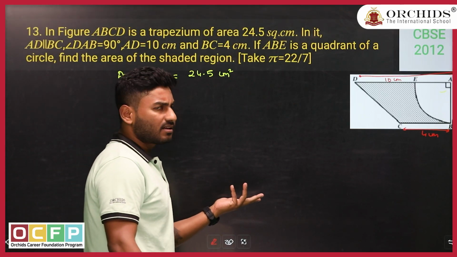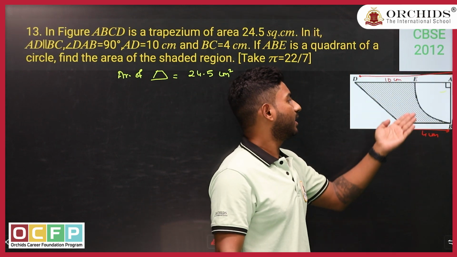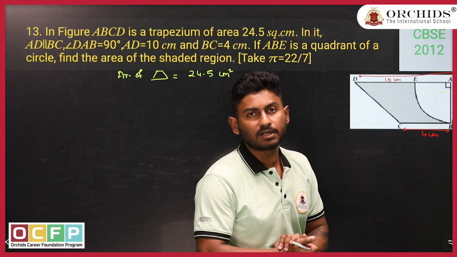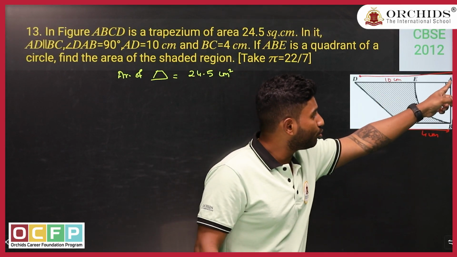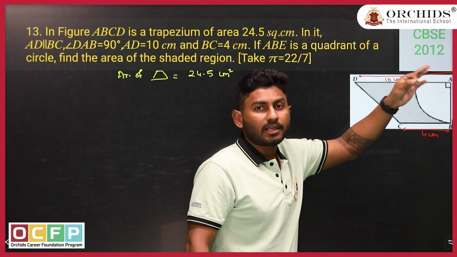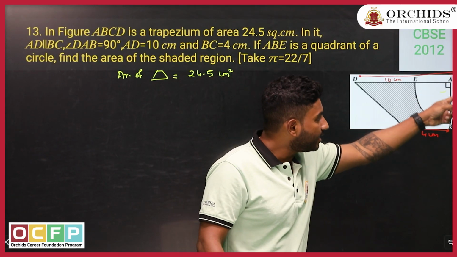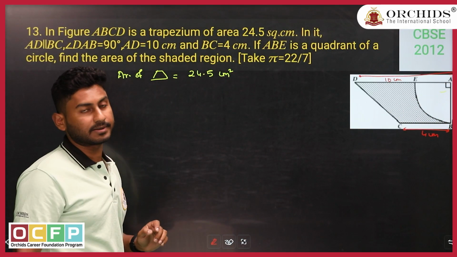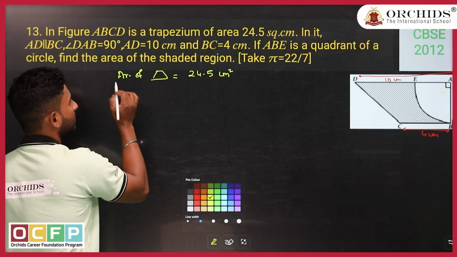Easy. Area of the trapezium you find out, then subtract the area of this quadrant, and you get the area of the shaded portion. Now the thing is, this is the radius of the quadrant. If I have to find out the area of the quadrant, I have to find out the radius. To find the radius, we have to use the given part, which is the area of the trapezium.